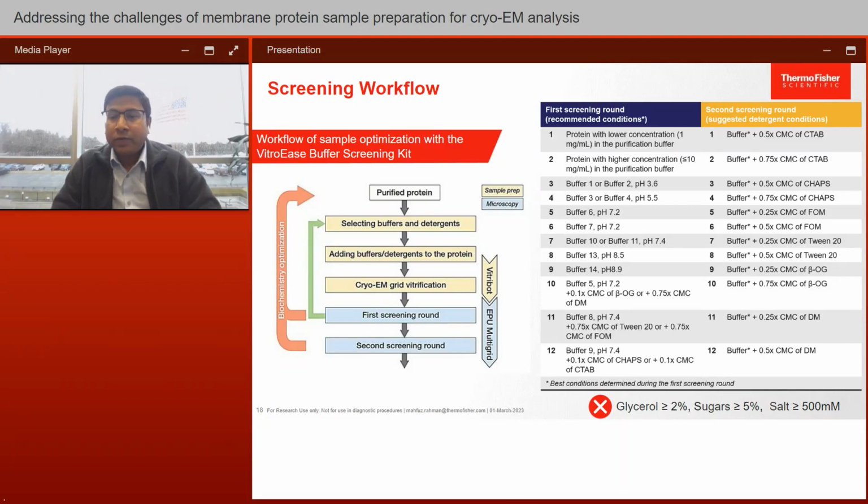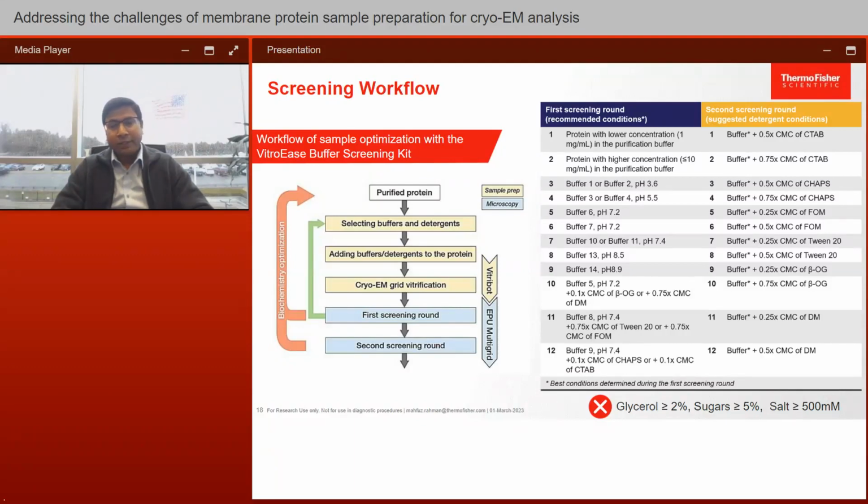The screening workflow is very simple and only needs one working day. It involves the use of a Vitrobot and a microscope with the EPU multigrid software, which enables automatic data collection for 12 grids in a day. Two rounds of screening are recommended. The first round is to select the desired protein concentration and the choice of buffer. The second round is to select the detergent.